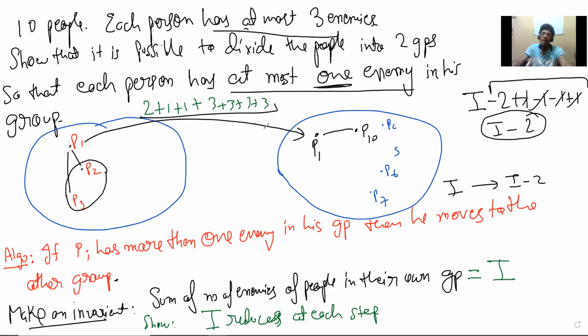So if someone has more than one enemy in his group, then this number will reduce. But this number cannot keep reducing, right? So it means that at some point, nobody has more than one enemy in their group. It's not enough that this number is not increasing. This number has to reduce. That is important.